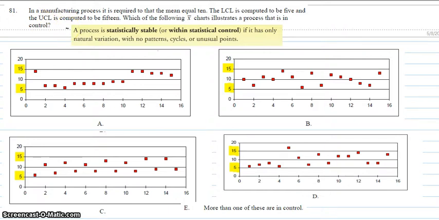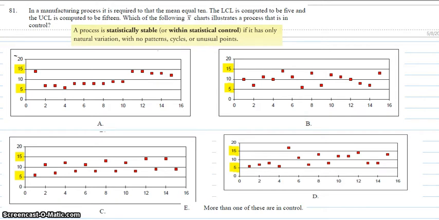A process is statistically stable or within statistical control if it has only natural variation with no patterns, cycles, or unusual points. An unusual point would be a point below the LCL or above the UCL. Okay, let's look at graph A. And if you notice in all the graphs, I've highlighted the 5 and the 15, the LCLs and UCLs, so it's a little bit easier to pick out.